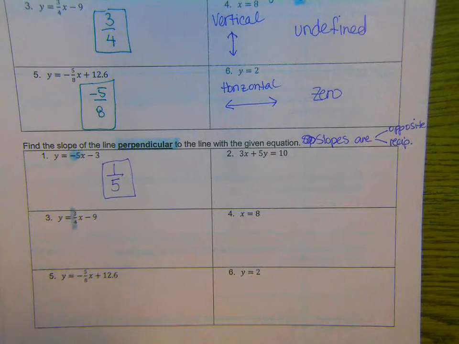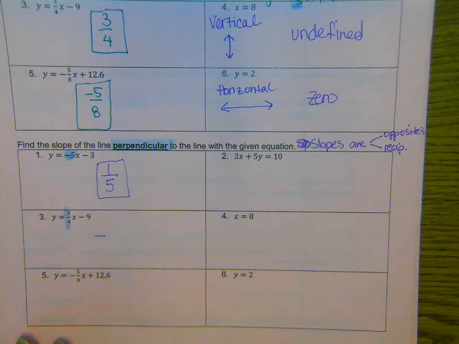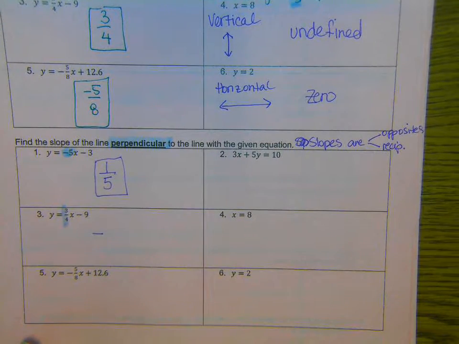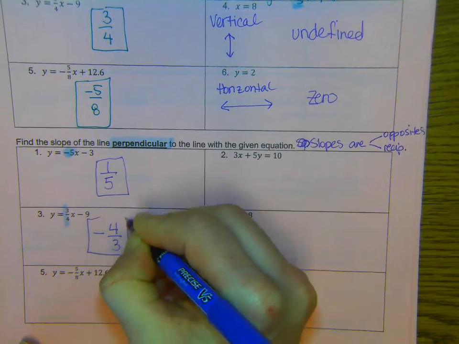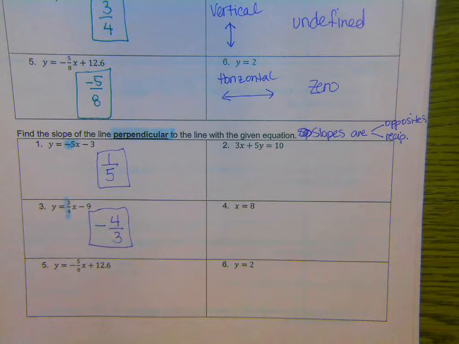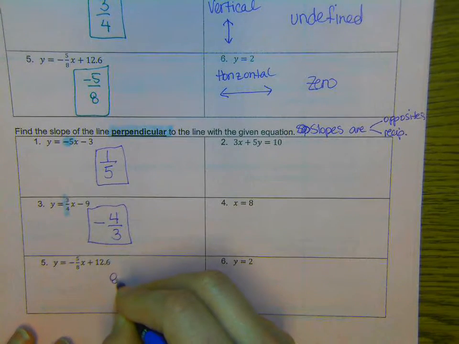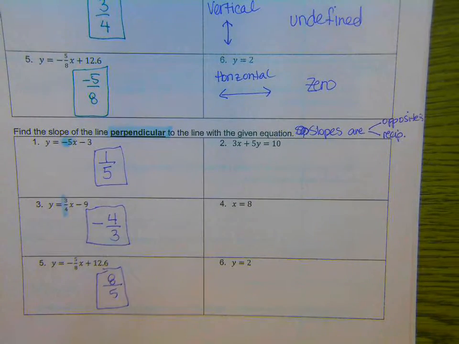All right. What about number 3? Riley, what do you think? So it would be a -4/3. All right, how about number 5? 8 over 5. Positive 8 over 5. Good.